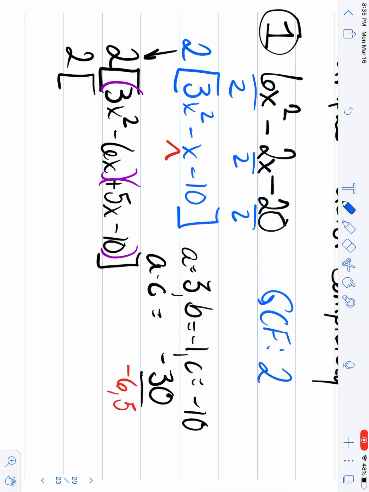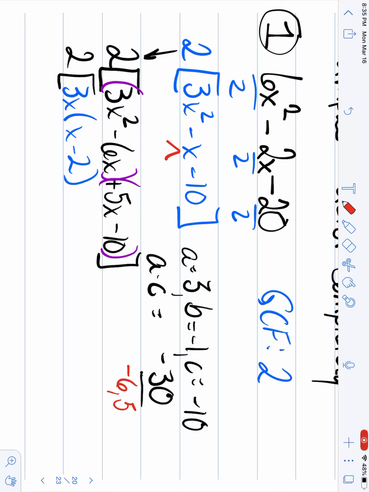And we'll pull out GCFs. And we'll do that with red and blue again. So the GCF of the first group is 3x, and left over is x minus 2 from the first group. Check your signs. I think our signs are good.